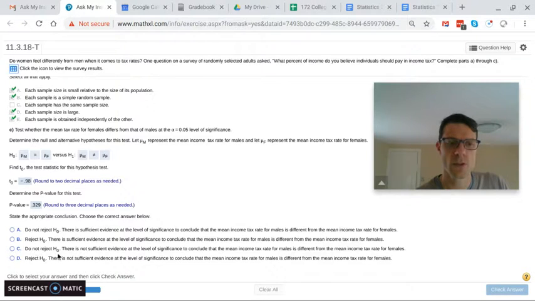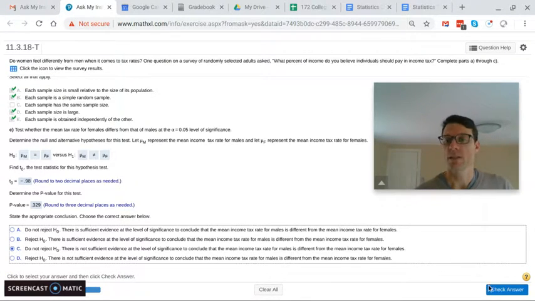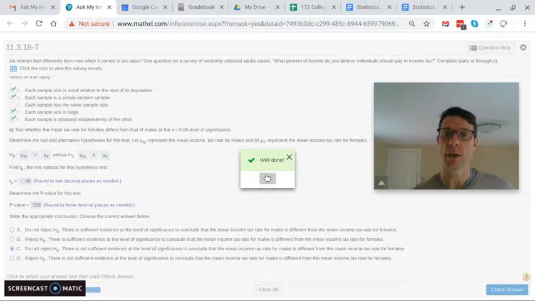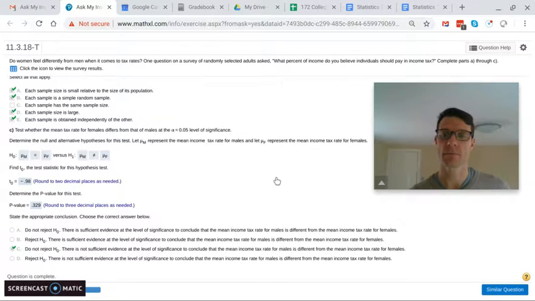So do not reject. There's not sufficient evidence at this level of significance to conclude that the mean income tax rate for males is different from the mean income tax rate for females. So based on this data, we can't conclude there's really any difference between females and males in terms of the tax rate they choose, at least to the 0.05 level of significance. So I hope that helps on this question.